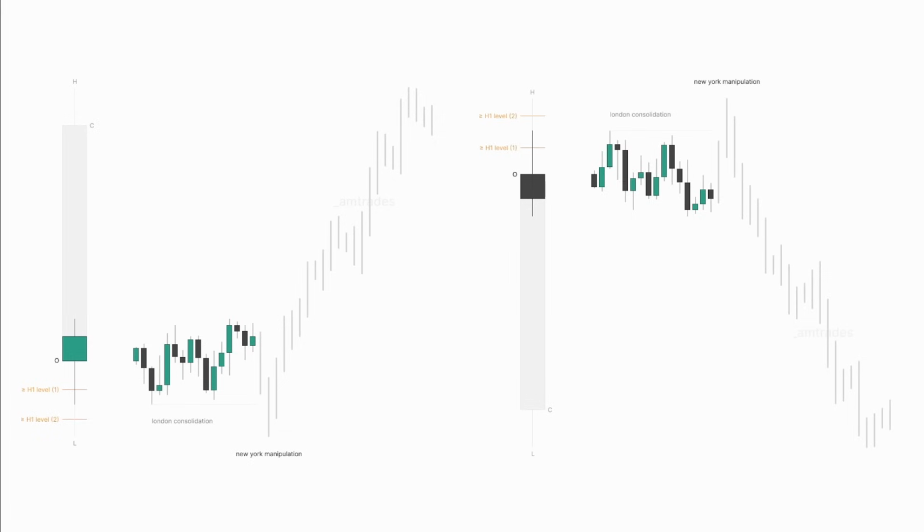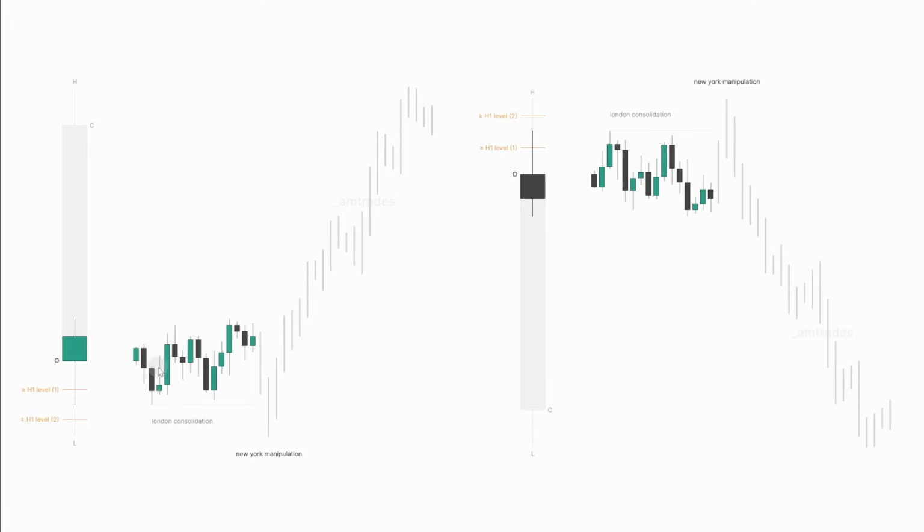For this profile, we look for the New York open to manipulate the London consolidation range and then expand in the opposing direction. On the left here is an example of a bullish New York manipulation. As we would already be expecting this daily candle to expand to the upside, that would add context to this consolidation taking place during London.